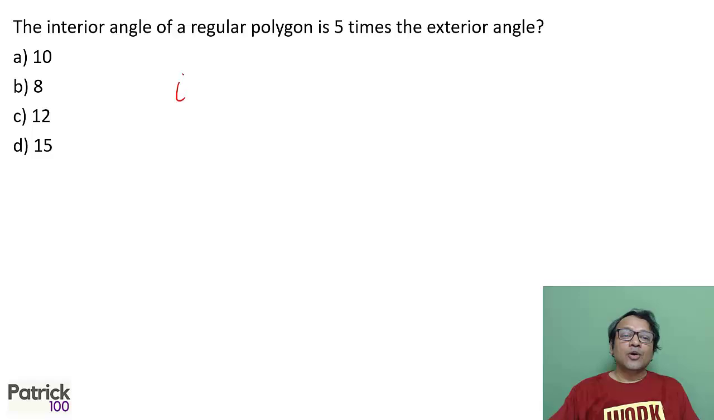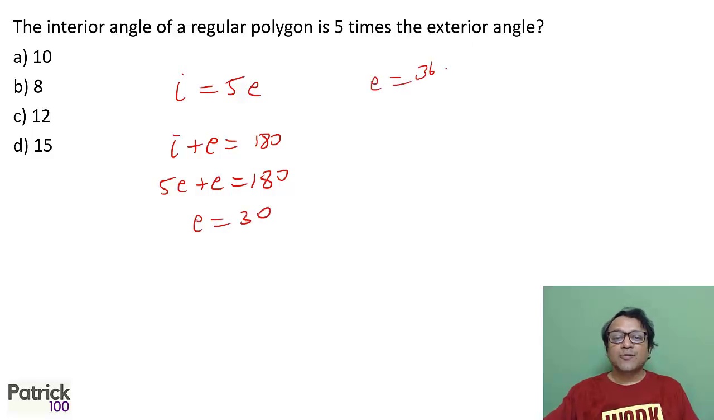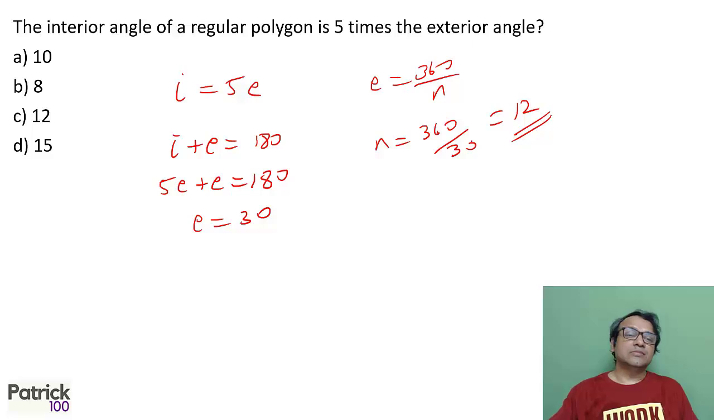The interior angle of a polygon is 5 times the exterior angle. I know interior plus exterior is equal to 180. So 5 times exterior plus exterior is 180. From that you can make out exterior is 30. Also, exterior I know is 360 upon the number of sides. So the number of sides will be 360 upon 30, which will give you 12 as the answer. C option. So the number of sides is 12.